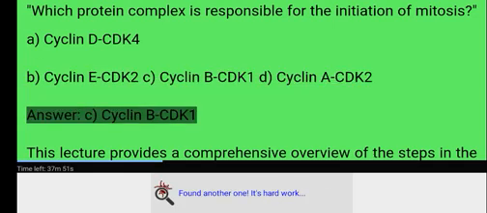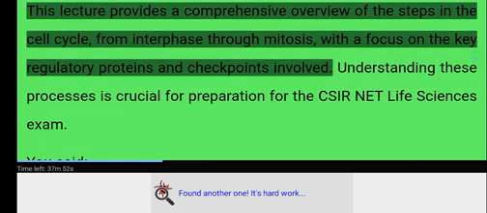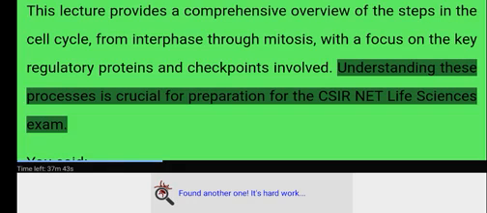Answer: C. Cyclin B-CDK1. This lecture provides a comprehensive overview of the steps in the cell cycle, from interphase through mitosis, with a focus on the key regulatory proteins and checkpoints involved. Understanding these processes is crucial for preparation for the CSIR NET life sciences exam.